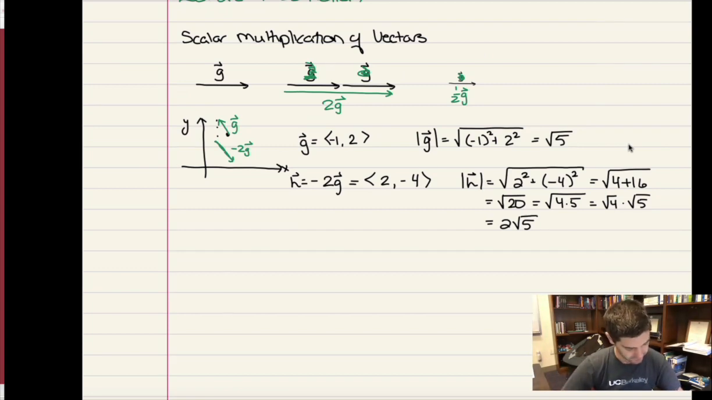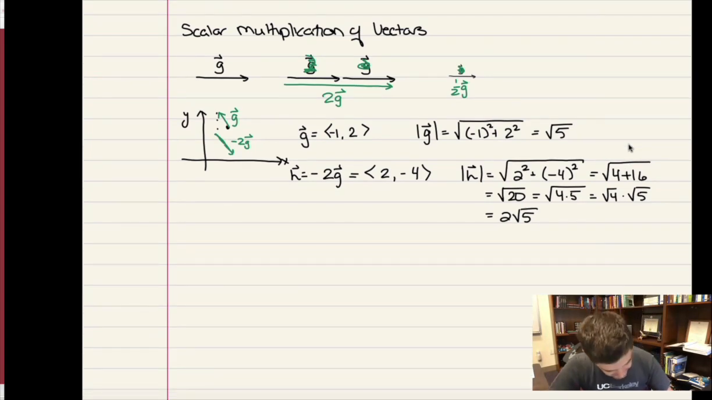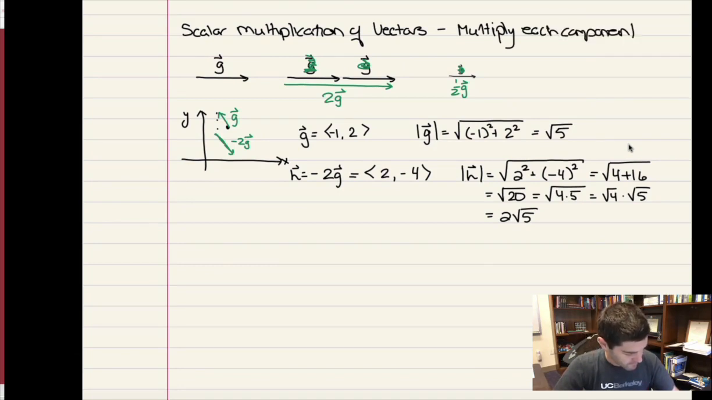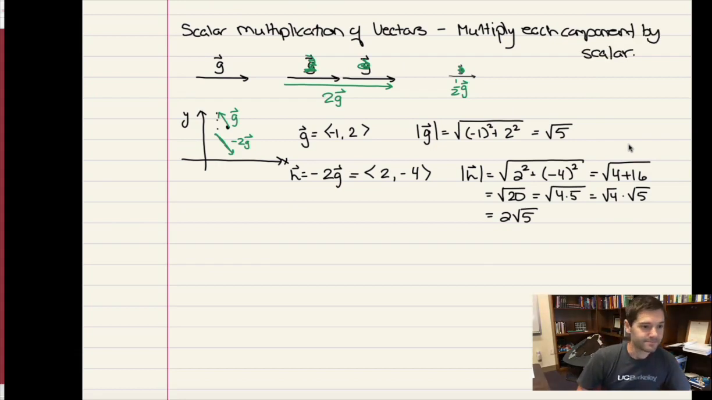All right, so scalar multiplication, going back to the top: I should just say multiply each component by the scalar. Easy enough.